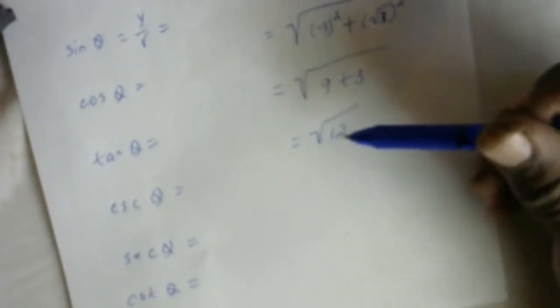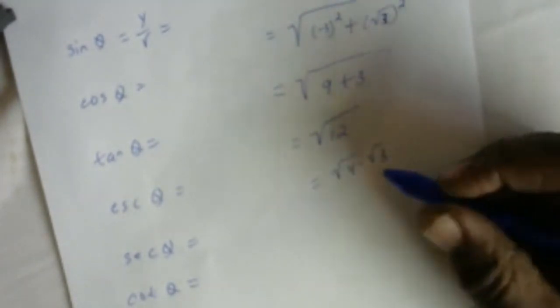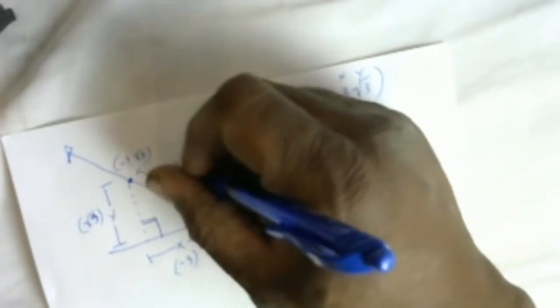Here again, all radicals must be simplified. So I have to simplify the square root of 12. I'm going to write the square root of 12 as the square root of 4 times the square root of 3. The square root of 4 is 2. So positive 2 square root of 3 is my radius, or r. All right, so r is 2 square root of 3.